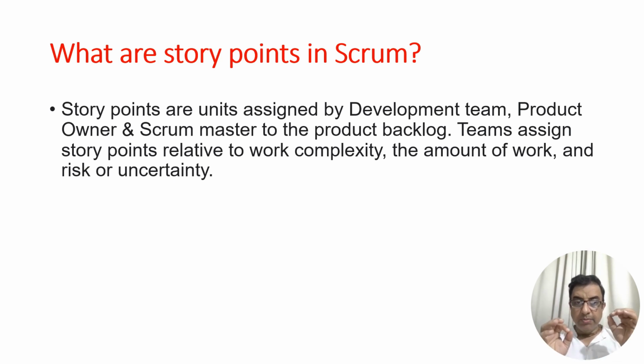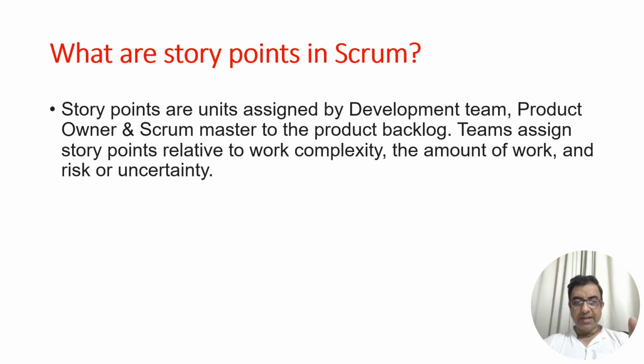The team assigns these story points relative to work complexity, the amount of work that they have to do, and risk or uncertainty. So these are the things that they keep in mind while they assign these story points. They will assign fewer story points if the work is not complex, they have done that work before and they have to repeat it. But if the work is new, they have not done that before, and it is research that they have to do and identify, then they will assign higher story points.